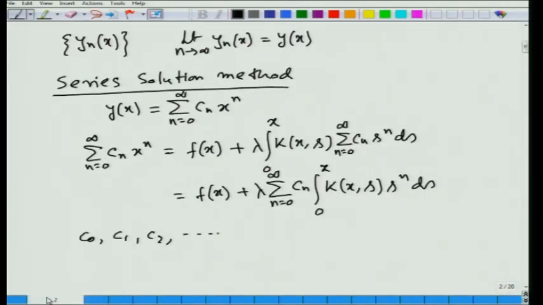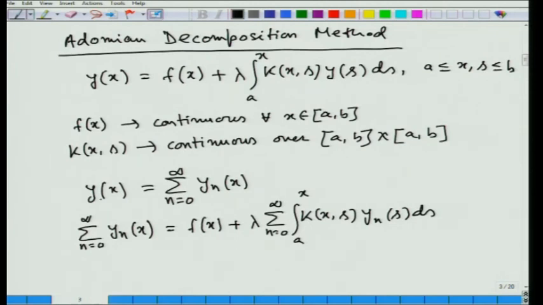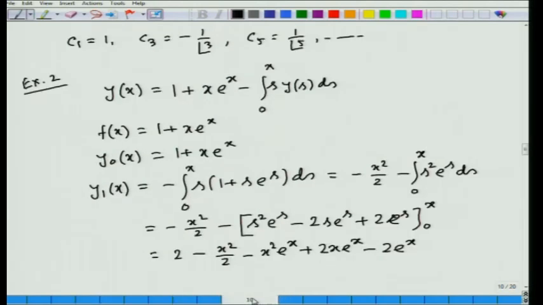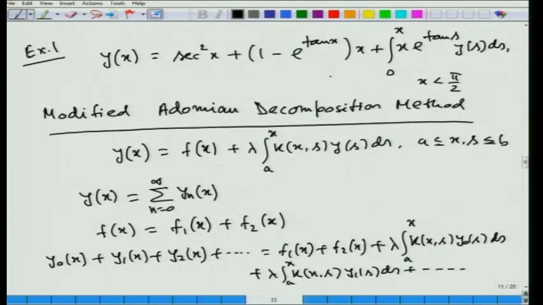So, we started with the Adomian decomposition method, where we assumed the solution in the form y(x) equal to summation n running from 0 to infinity yn(x), with the first iterate y0(x) equal to f(x), and then yn(x) equal to lambda integral a to x k(x,s) y(n minus 1)(s) ds for n greater than or equal to 1. This method is called the Adomian decomposition method. Then we considered an example where it is difficult to carry out the calculations for y0, y1 and so on using the standard method. So, we can adopt the modified Adomian decomposition method to solve this kind of problem.